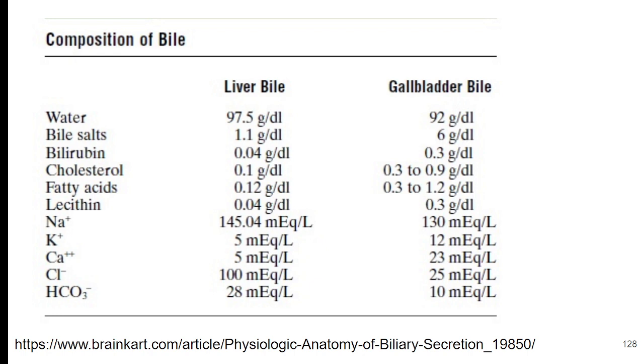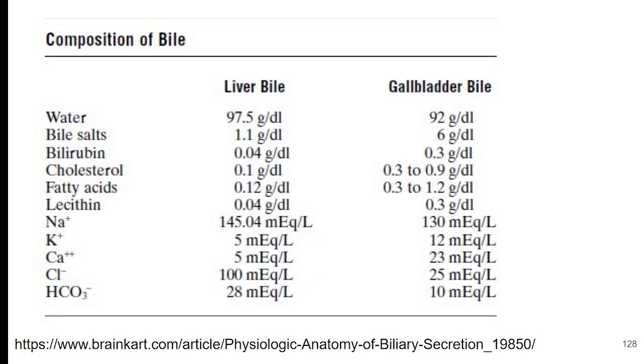Anyway, that's one part. Now the other part is about the contents of the gallbladder bile, which vary slightly from the contents of the bile secreted by the liver. The water content in the liver bile is higher, whereas in the gallbladder the bile becomes significantly concentrated and the water content is reduced.